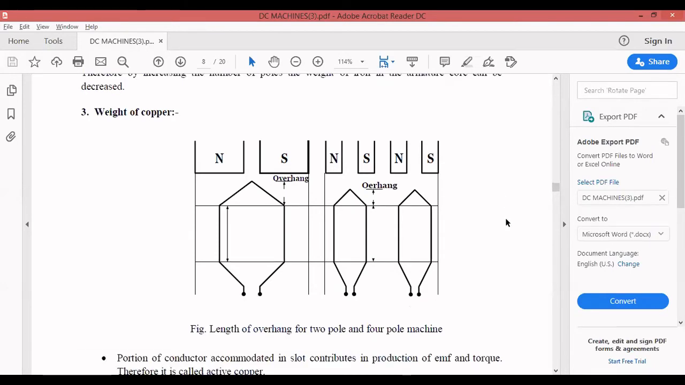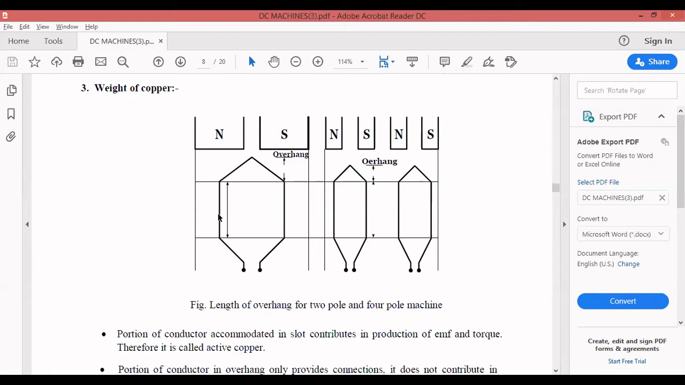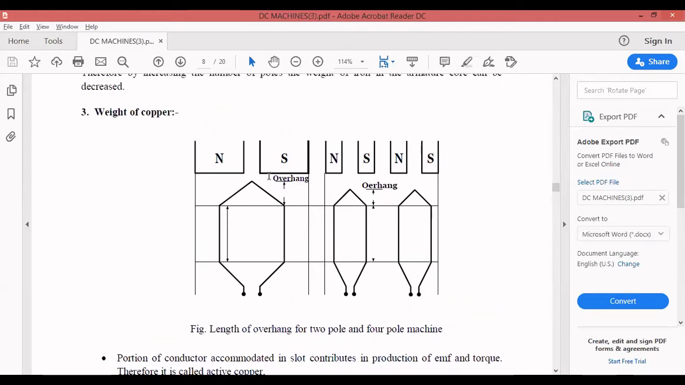Weight of the copper. Weight of the copper means what? You are going to place the conductors in the slots. If you see here, this is a two-pole machine, and once again, this is a four-pole machine. And this is nothing but the overhanging of the conductor. In the machine, you can see at the extreme periphery the overhanging of the conductors. So what will be the weight of the copper? Let us see whether the weight of the copper in the four-pole machine will be less, or the weight of the copper in the two-pole machine will be more.